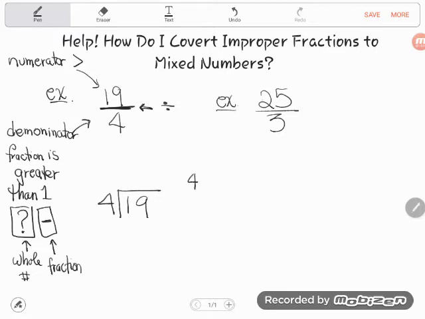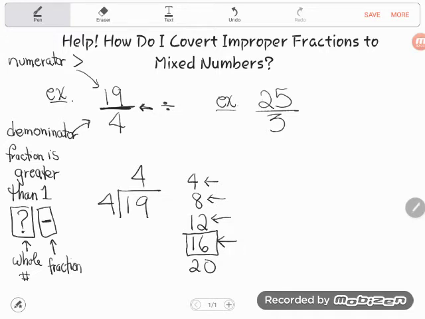4, 8, 12, 16, 20. Oh, 20 is too much. I can't do 20, but I could do this. So how many 4s was that? Well, let's count. I counted by 4s once, twice, 3, 4 times. So there's 4 4s in 19. There's 4 4s inside of 19. 4 groups of 4 inside of 19 things.